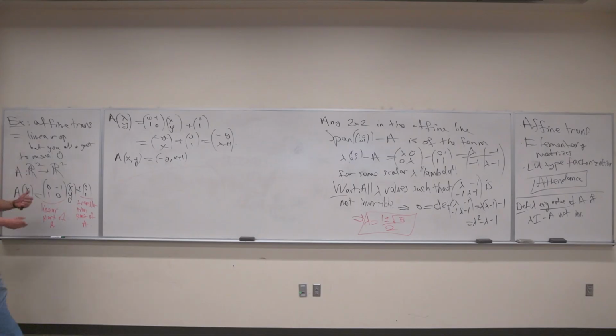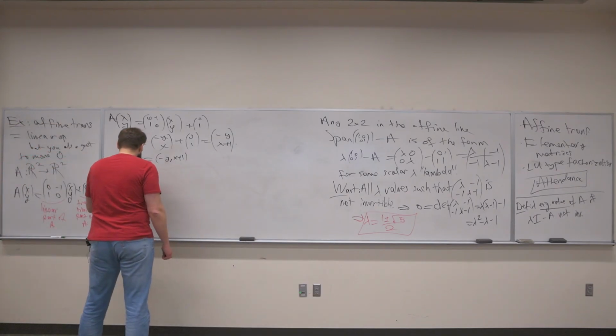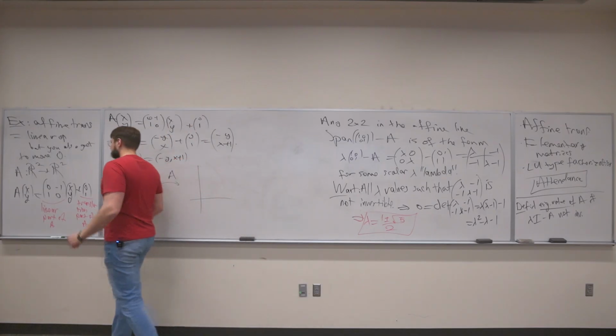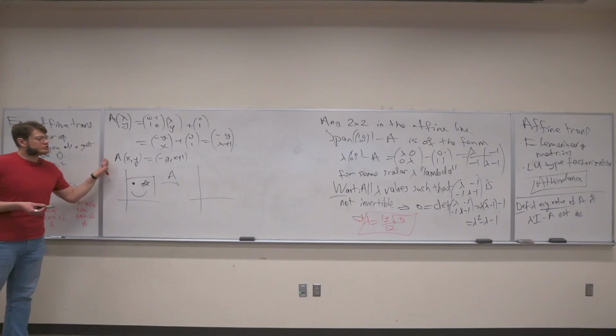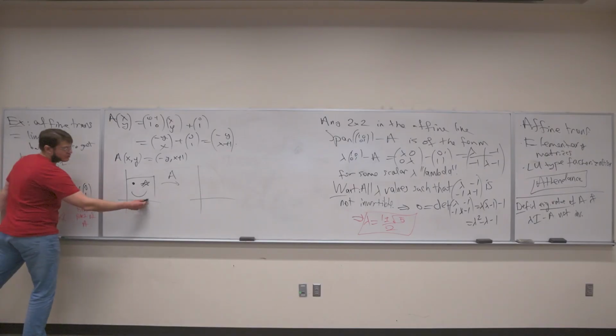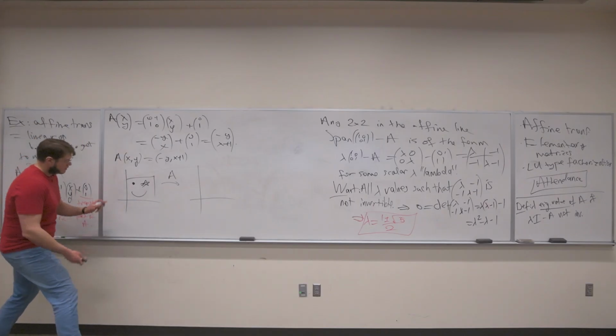My standard method, as usual, is to draw sort of like a face and see how it transforms. So I'm going to take, as usual, this guy, and I want to see what A does to it. Just like with linear transformations, affine transformations too take lines to lines. So if I want, I can just keep track of the edges where they go. But even before that, I might as well try keeping track of the vertices.